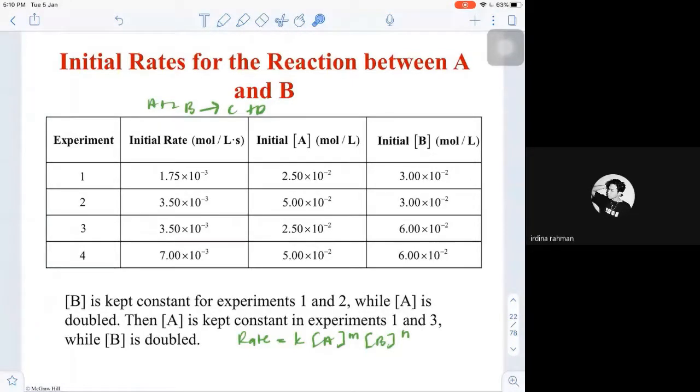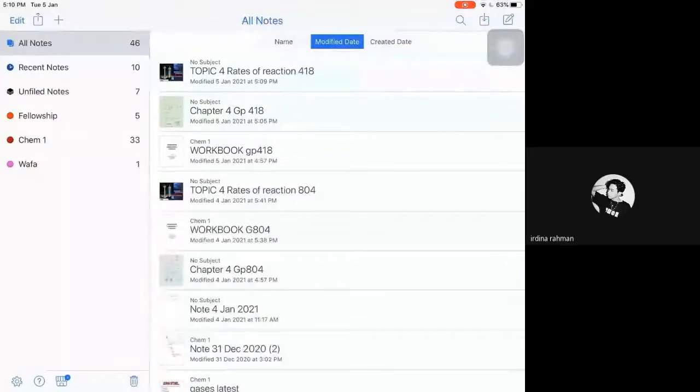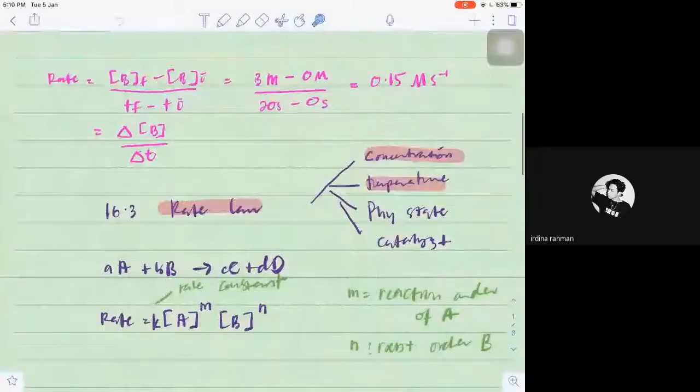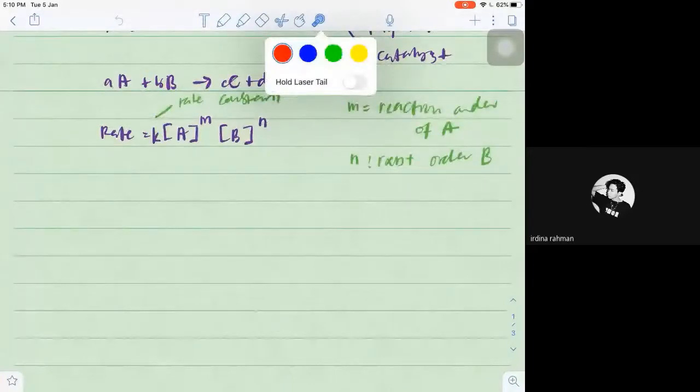So, you can choose either 1 and 2 or you can choose 3 and 4. Okay, so let's use 1 and 2. Let's use the data in experiments 1 and 2. Use the concentration of B here, A, and also its rate. Okay, so this is the basic of the rate law.